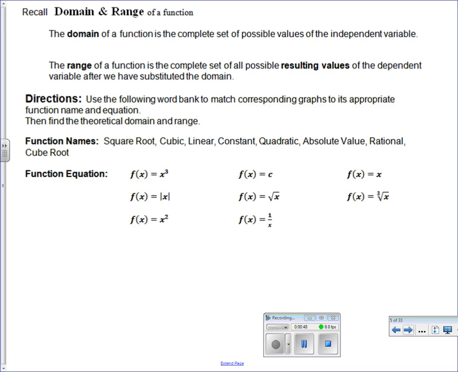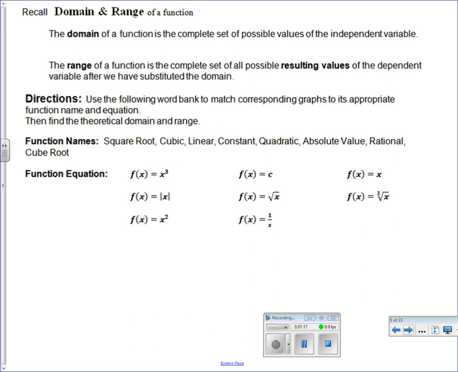I'm wondering if some of you can figure out what some of these are by looking at our equations here. So here are my choices: square root, cubic, linear, constant, quadratic, absolute value, rational, and cube root. I didn't list all of them, but I listed quite a few. Does anybody recognize any of these? Figure out which one's which.